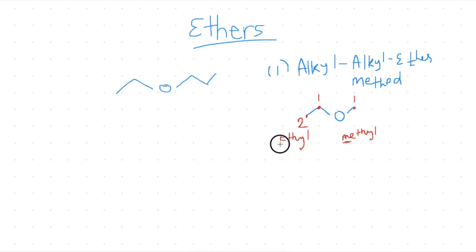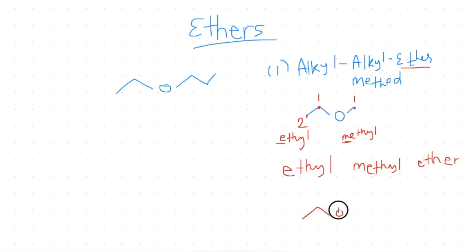We then put them in alphabetical order, and ethyl comes before methyl. Because E comes before M, we leave a space in between each word, so we have ethyl methyl. And then we put ether at the end. So this is an ethyl methyl ether.